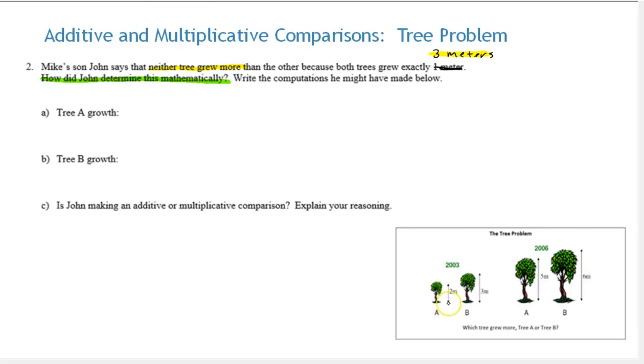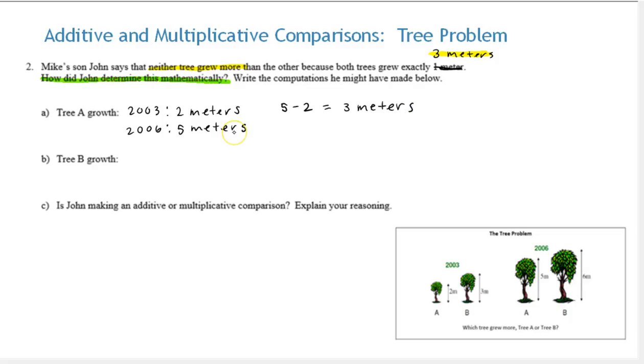So let's look at tree A. In 2003, tree A was 2 meters tall. And in 2006, tree A is 5 meters tall. So we said the trees each grew exactly 3 meters. Well, we can find that by subtracting 2 from 5 to get 3 meters.